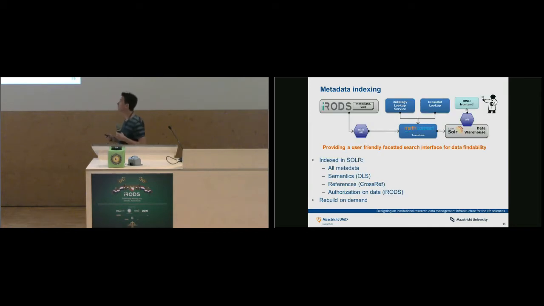The next step that we do is index the metadata. So this file goes into MERT-Connect. MERT-Connect is the ETL tool that I talked about before. It comes from the healthcare domain, but it's basically a simple intermediate pipeline tool for us. And this then gets our metadata ready for indexing in Solr. And in Solr, we index all metadata, the semantics that we get from the ontology lookup service, references from the Crossref, and also the authorization on data. So that means that we keep all the authorization information available within iRODS, but also have this in the data warehouse so that we can index this again.